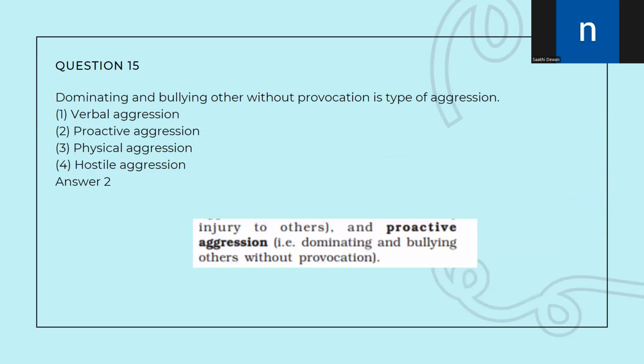Let us move to the 15th question. 15th question states dominating and bullying others without provocation is dash type of aggression. So this is typical of proactive aggression. What happens in the proactive aggression is that the person dominates or bullies others without any provocation. There is no provocation present in such type of aggression, but the person is inherently dominating and bullying.